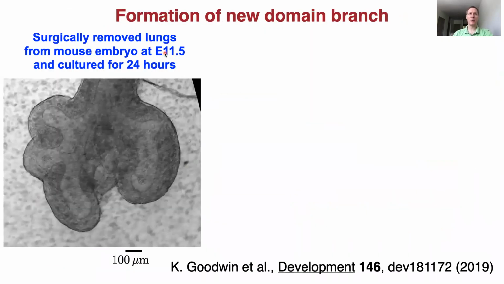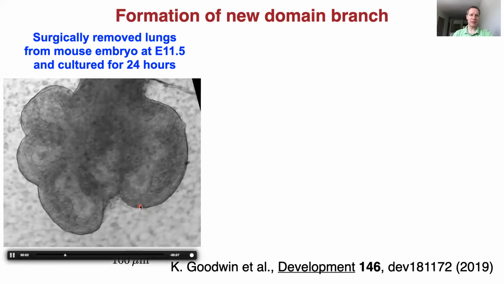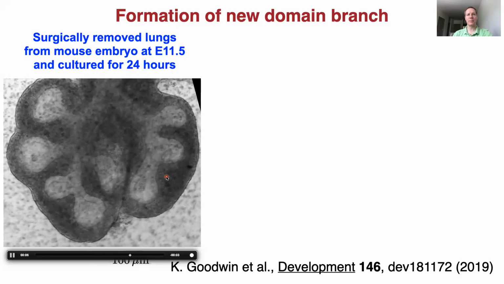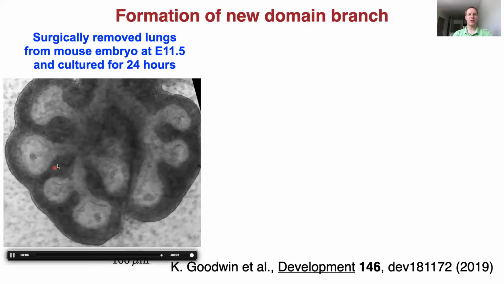And in order to study this, what they do in Celeste Nelson's lab, this was done by Katie Goodwin, a grad student, is they can cut out the lungs and keep them alive, and they will continue to grow and branch for another few days before they completely die, as long as you keep them in the right nutrient environment.